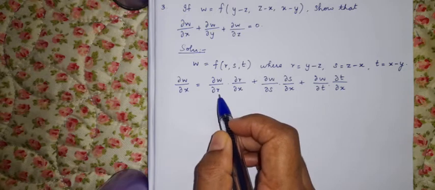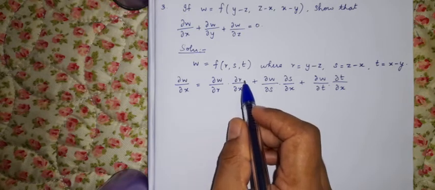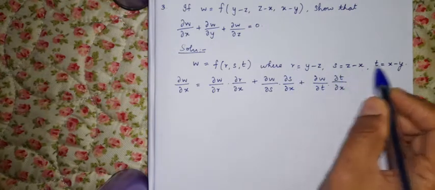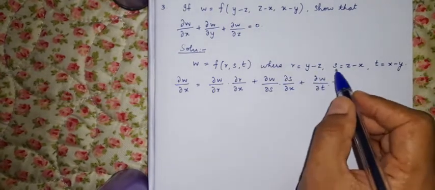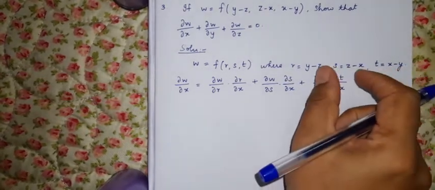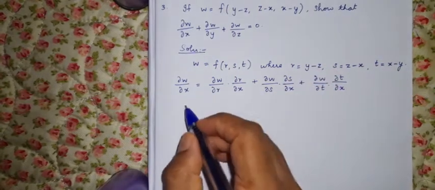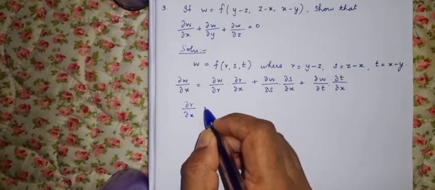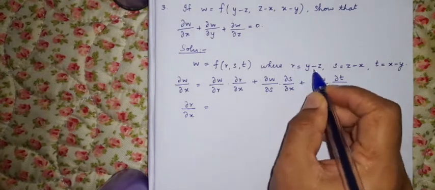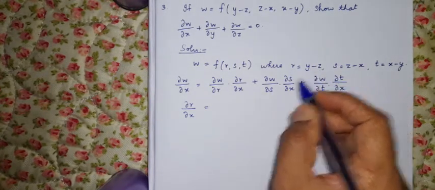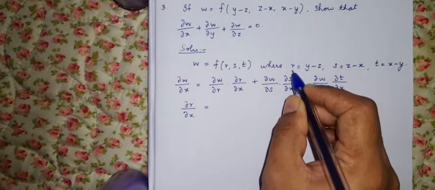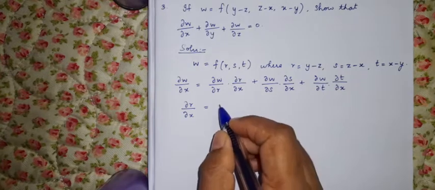So you can't find ∂w/∂r. Keep it as such, and we can find ∂r/∂x because you have r, s and t in terms of x, y and z as functions. You have it as functions, so you can find these terms easily. What is ∂r/∂x? In r you don't have any x term, so differentiation of r with respect to x gives 0.